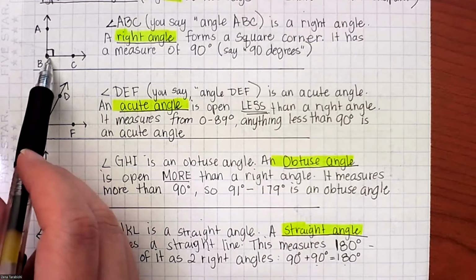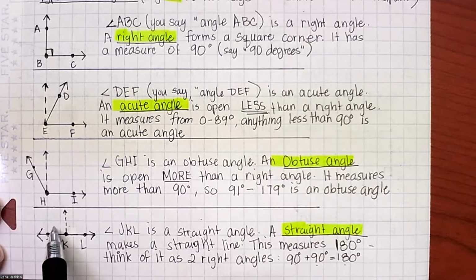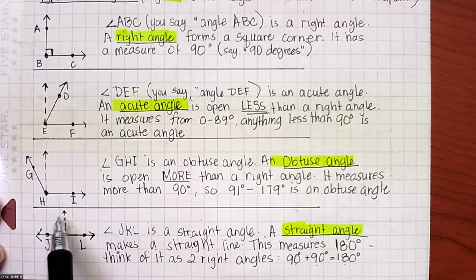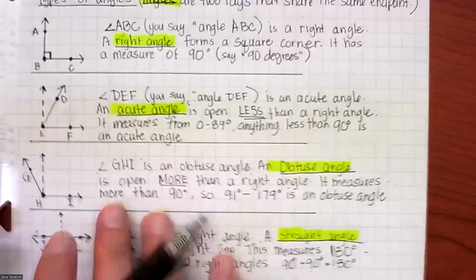A right angle is 90 degrees. A straight angle is basically two right angles next to each other, and you want to measure all the degrees all the way from one end to the other. That's going to be 180 because it's going to be 90 plus another 90.